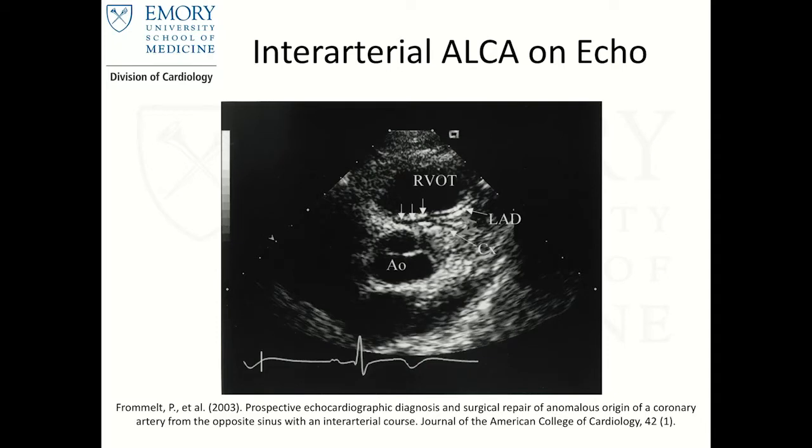So this is an echo where you actually can see an interarterial left coronary. This is short axis. You see the aorta and the RVOT, and you can see the arrows directing you to the anomalous coronary, the left main, where the three small arrows are running in between the aorta and the RVOT, and then you see it bifurcating into the LAD and the circumflex.